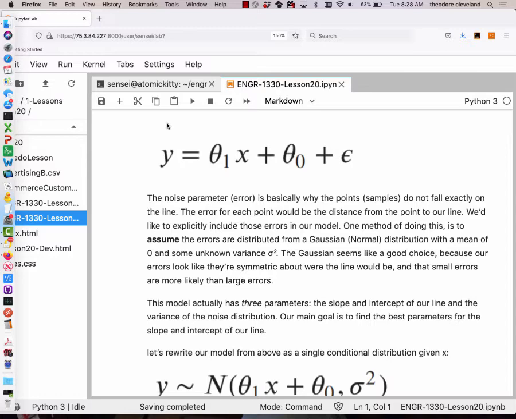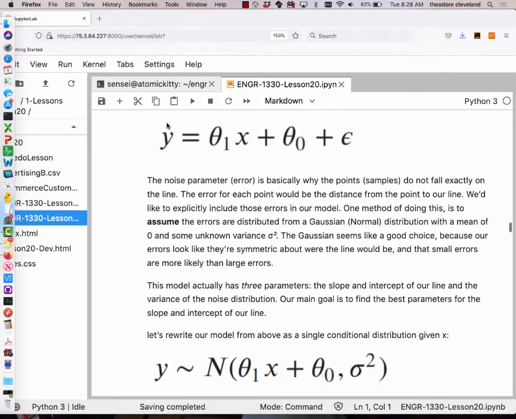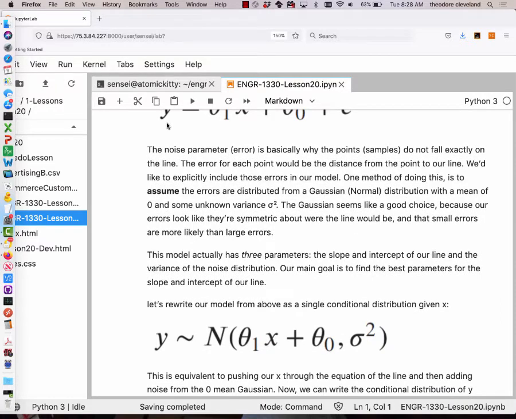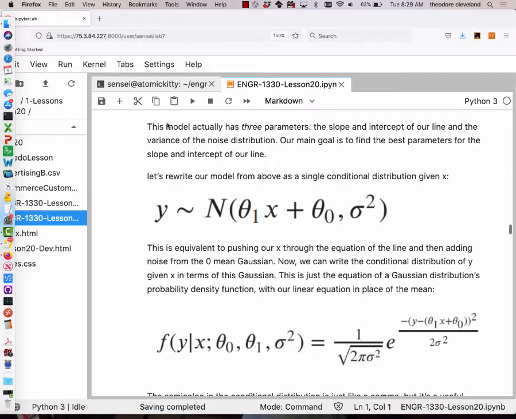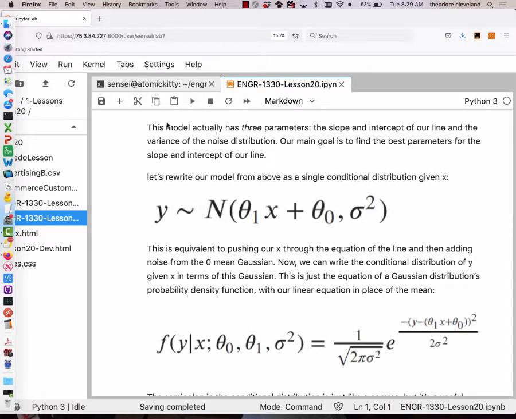We'd like to explicitly include those errors in our model. One method of doing this is to assume the errors are distributed from a Gaussian distribution. Gaussian is just another name for normal distribution, with a mean of 0 and some unknown variance sigma squared. Gaussian seems like a good choice because in our case the errors look symmetric about where the line would be, and small errors are more likely than large errors, so it kind of fits the observational aspects of a normal distribution. So now our model, our data model, actually has 3 parameters.